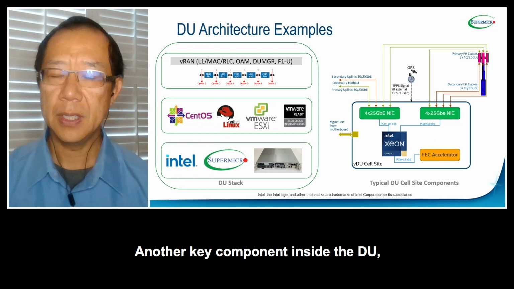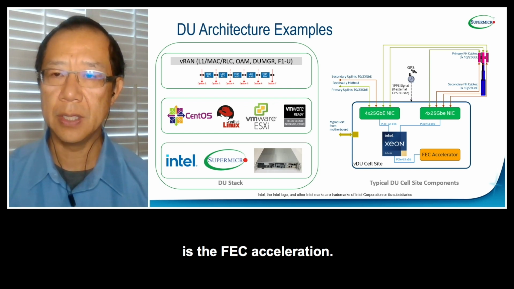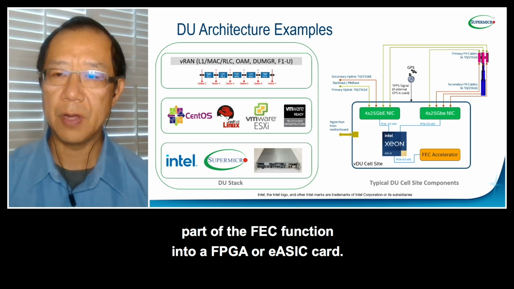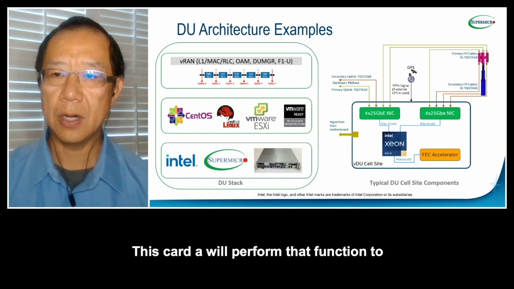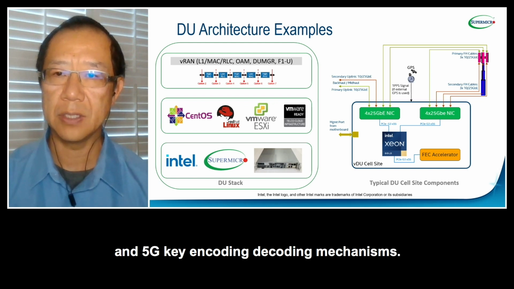Another key component inside the DU, other than the CPU and the NIC function for fronthaul and backhaul connection, is the FEC acceleration. Typically, the CPU will offload part of the FEC function into an FPGA or eASIC card. This card will perform that function to accelerate the processing of a lot of the 4G and 5G key encoding and decoding mechanisms. And Yaming, can you share with us more detail on the ecosystem for ORAN DUs?